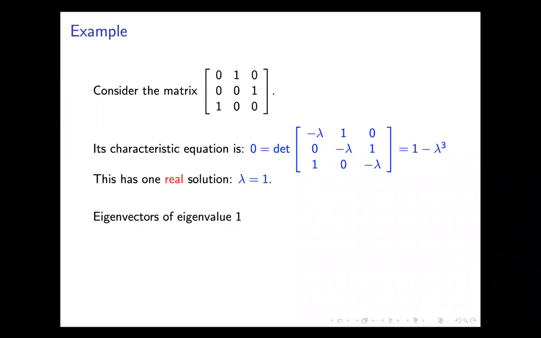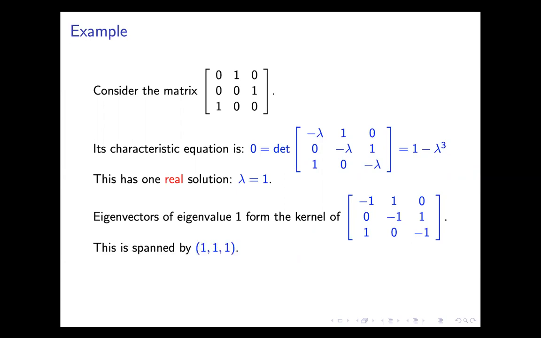So the eigenvector for the real solution 1 is formed from the kernel of this matrix. And you can check that if you take (1, 1, 1), it annihilates it, right? This matrix acting on the vector (1, 1, 1) gives 0. Okay.